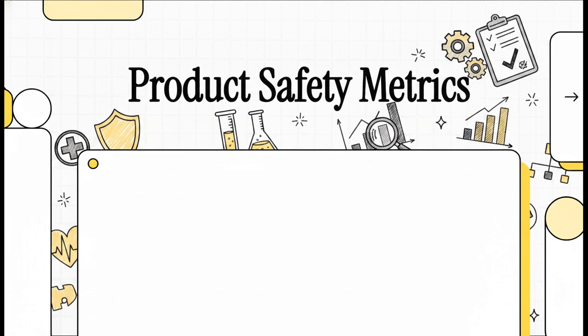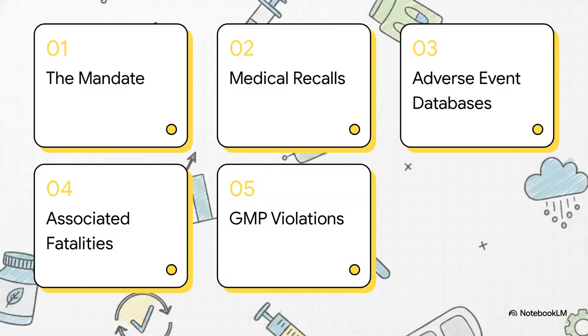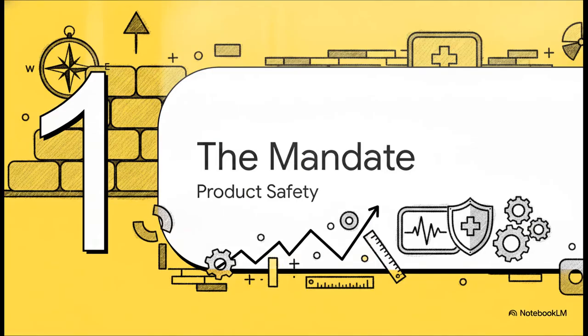We'll break down the exact data points you need to capture so you are fully prepared to disclose your safety metrics with absolute accuracy and transparency. Here is our agenda for today. We'll cover the product safety mandate, tracking medical product recalls, monitoring adverse event databases, accounting for associated fatalities, and finally, GMP violations and enforcement. Section 1, the product safety mandate.